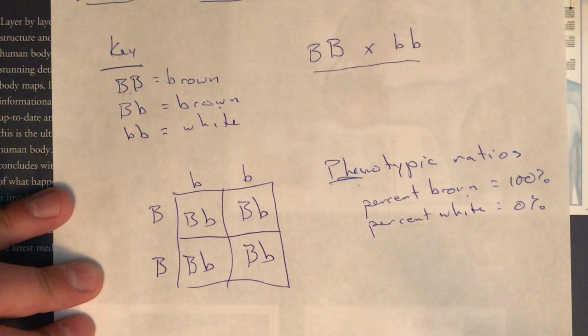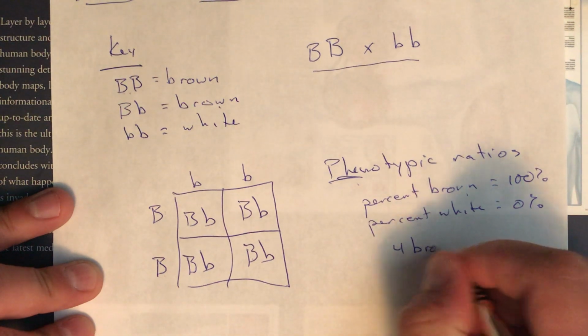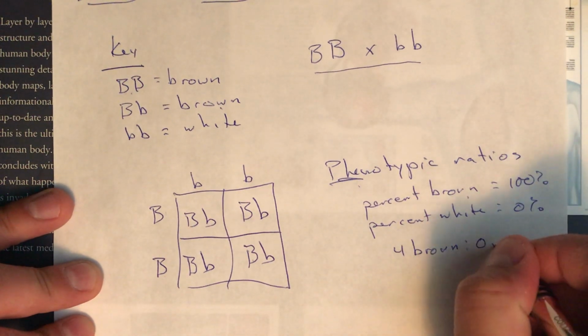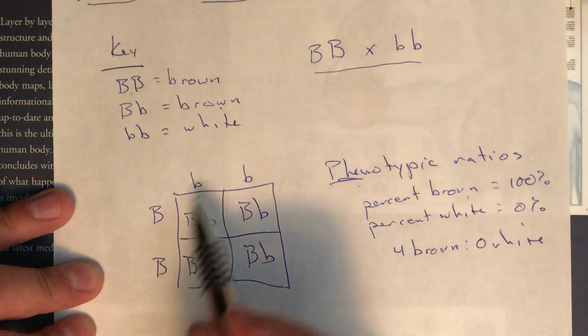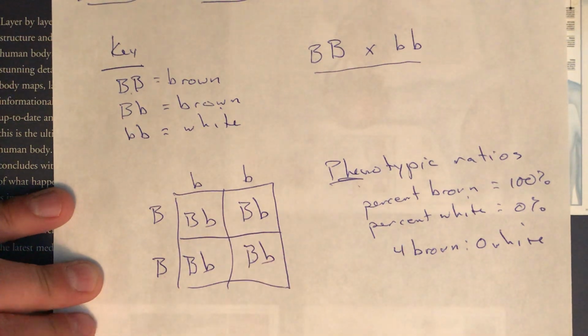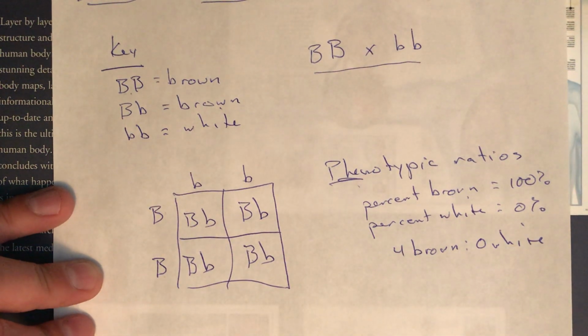All right, so on the little sheet I'm going to give you, it says, what is the ratio of the brown to the white for the above percentage? If you ask for a ratio, you're going to say 4 brown to 0 white. All right, you're just going to count them up. And it has to total 4 because you have 4 boxes in the Punnett square.